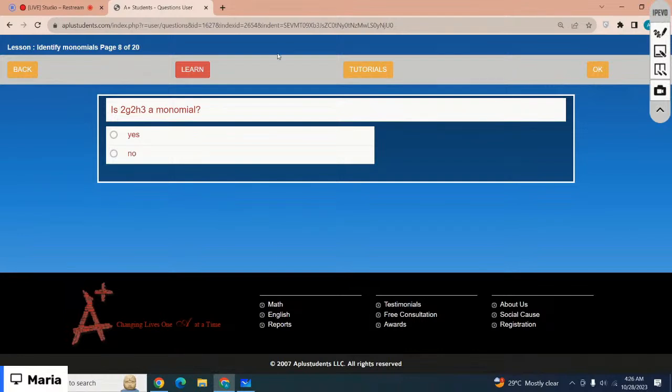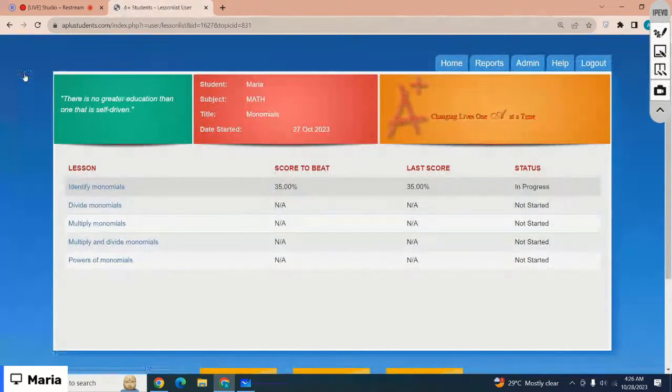Okay, you can complete the lesson by yourself later today. Let's just move on to the next lesson. The next lesson is divide monomials.